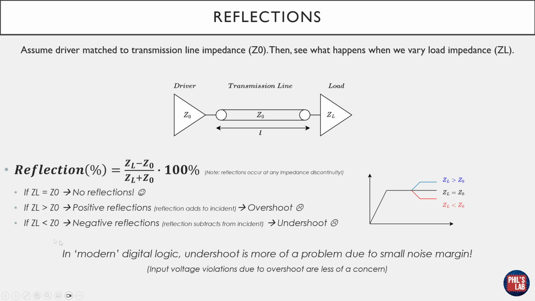On the other hand, as we saw, if the load impedance is lower than the transmission line impedance in this case, or ZL is less than Z0, we get negative going reflections, which leads to undershoot. Now, it used to be that overshoot was the culprit and something we wanted to avoid, but in modern digital logic, where we typically have in high-speed digital logic fairly low signaling levels, so maybe even just a volt, undershoot is more of a problem due to this small noise margin due to the lower logic levels. Comparatively, for overshoot, input voltage violations are less of a concern these days. So if we can choose between overshoot and undershoot, we do rather have overshoot, very, very simply speaking.